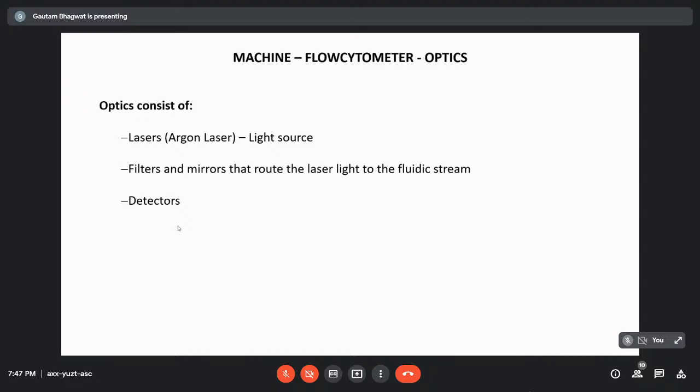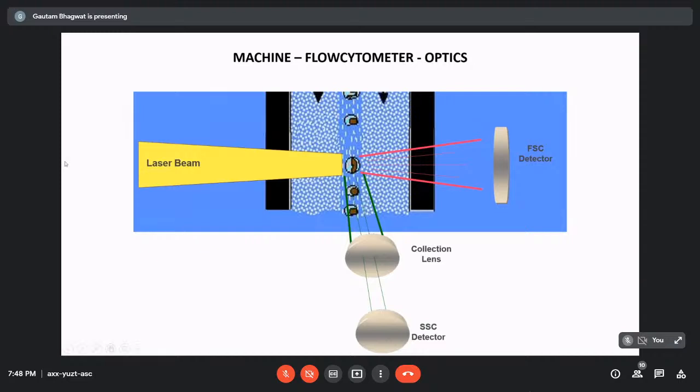Next are the filters and mirrors. I'll come to what those are, and last are the detectors. So this is our optics. Now this is the laser beam. Again, these are the cells coming in a single file. This cell scatters the light in all the possible directions. And then we have put these detectors where this scattered light will be detected.